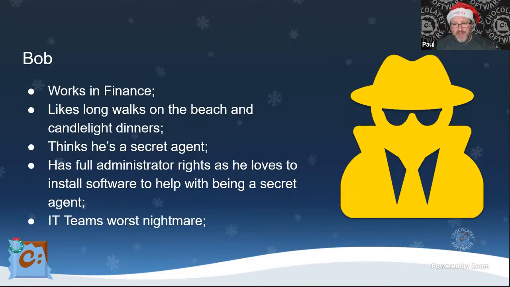So we have Bob here. Bob on the right-hand side, as you can see, has been very secretive. He works in finance. He likes long walks on the beach and candlelight dinners. But what he also does is Bob thinks he's a secret agent, and he has full administrator rights on his machine as he loves to install software, which helps him be a secret agent. So Bob is actually an IT team's worst nightmare.